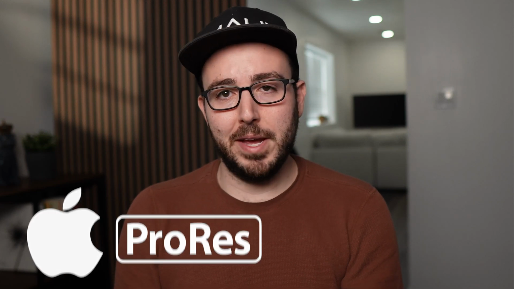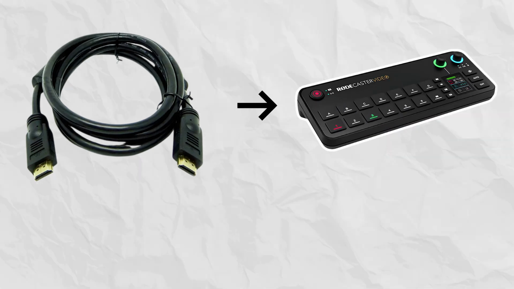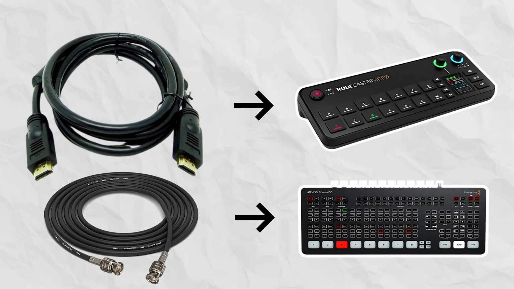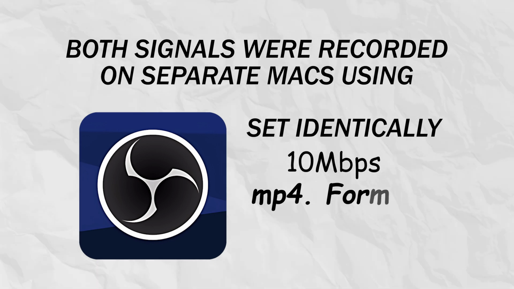For the test, I used a Sony ZV-E10 outputting HDMI to an Atomos Ninja 5 to capture the full 4K signal at 29.97 frames per second in Apple ProRes LT. From there, I looped the signal into a decimator to downscale it to 1080p at 29.97 FPS. The HDMI feed went to the RodeCaster video, while the SDI signal went to the ATEM SDI Extreme ISO. Both signals were recorded on separate Macs using OBS, set identically at 10 megabits per second in MP4 format.